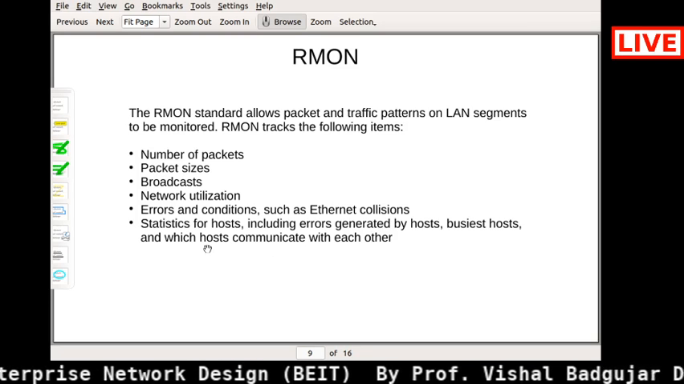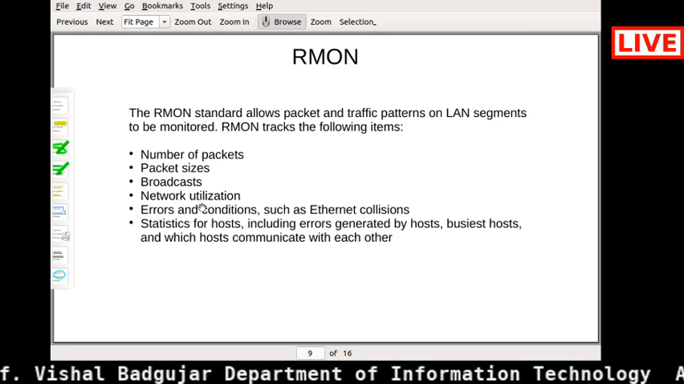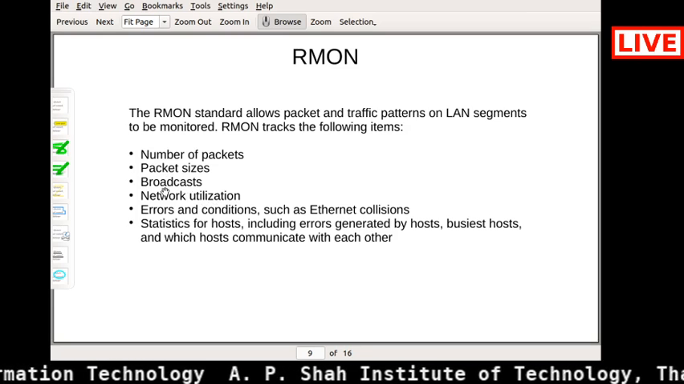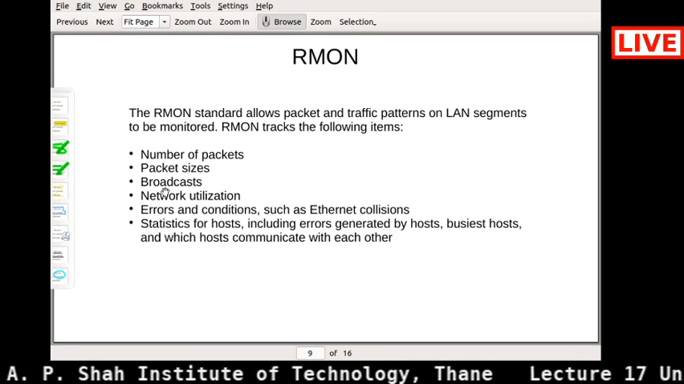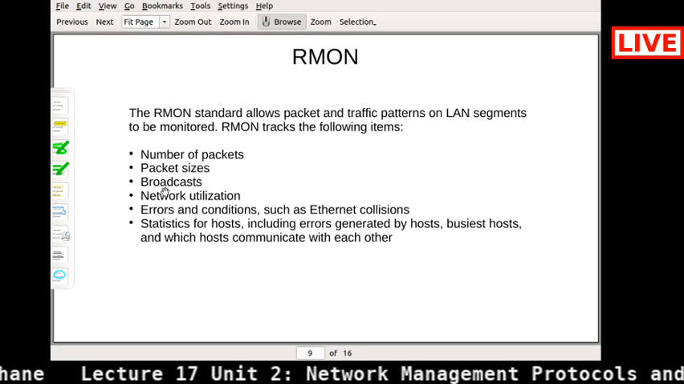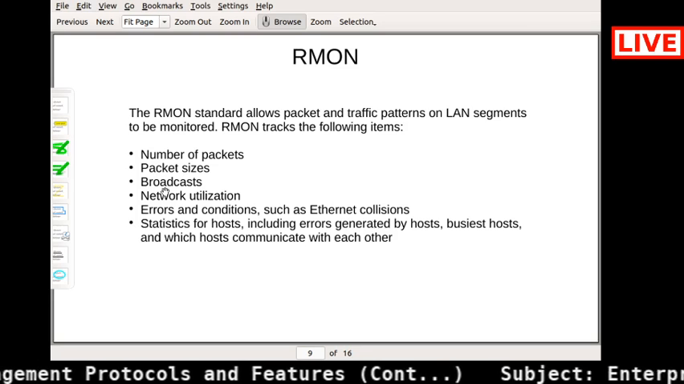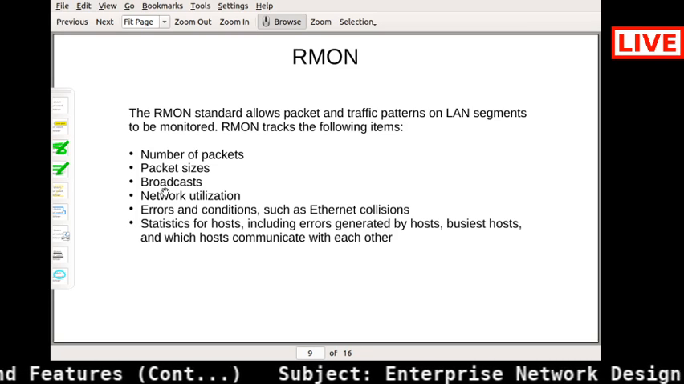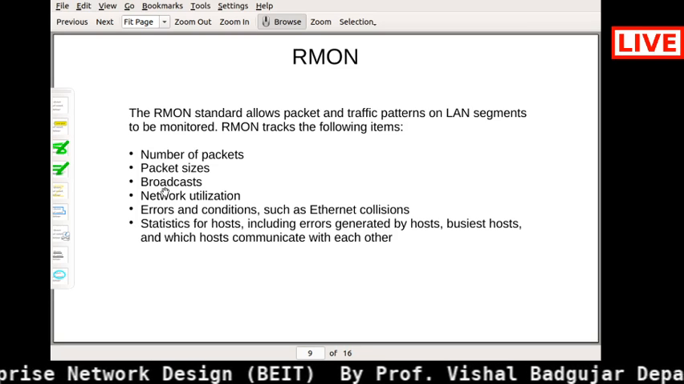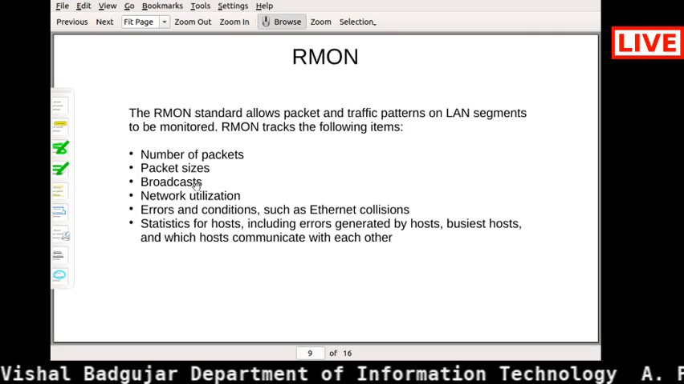In this way remote monitoring can happen. It tracks the number of packets, the different packet sizes, which packets are broadcast packets, the network utilization in that particular communication, and the errors and conditions, such as whether any ethernet collisions are there or not. Then different host-based statistics will be there. There are different categories of hosts: those generating errors are different, the busiest hosts are different. How the communication happens between all the hosts can also be monitored in this remote monitoring.